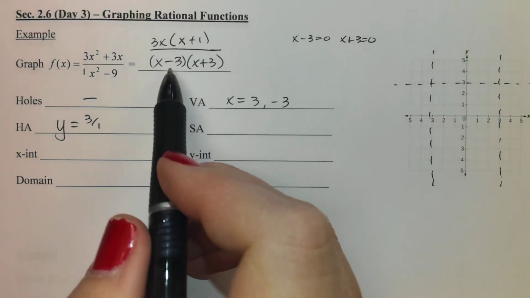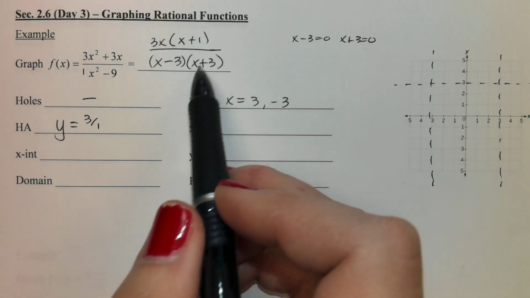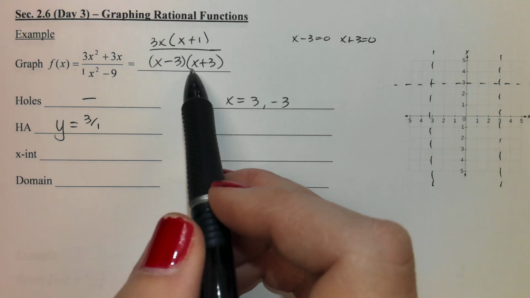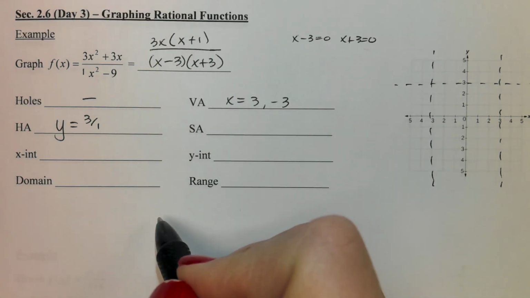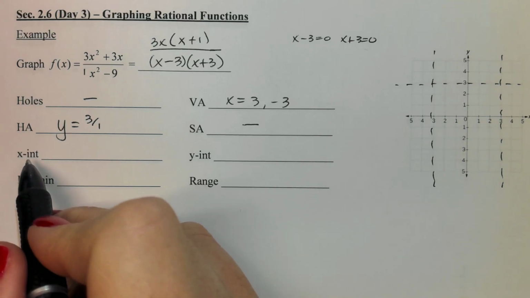And just to reiterate, the only reason I could actually look back at this original one is because I canceled nothing. So if it helps to look back, you totally can, but you can only do that if you don't cancel anything. SA can't have an HA and an SA, so we'll get rid of that.